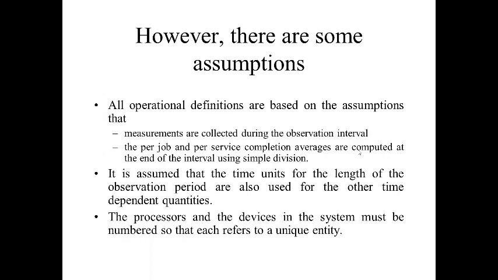However, you do need some assumptions, and all these operational definitions are based on the assumptions that the measurements are collected during the observation interval. The per job and per service completion averages are computed at the end of the interval using simple division. You don't use any more advanced techniques than that. You assume that the time units for the length of observation period are also used for other time-dependent quantities. So keep those time units consistent. Processors and devices in the system must be numbered so that each refers to a unique entity. So don't confound the things that you're measuring.